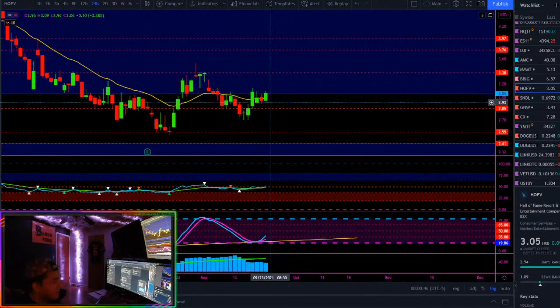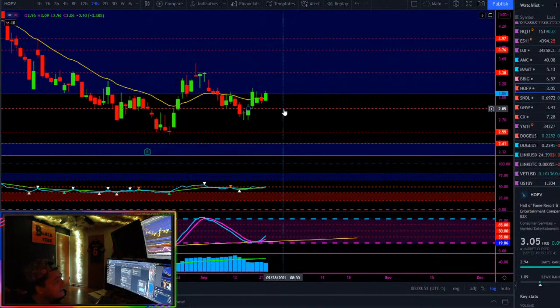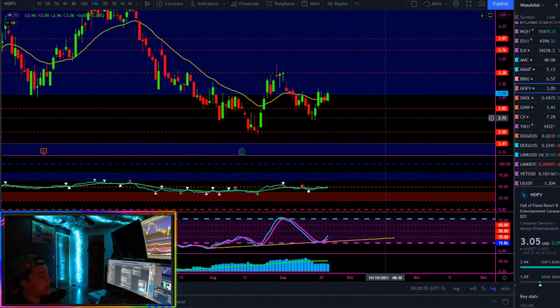But again, if we fail, if we continue to consolidate, it'll be consolidation until either the bottom side here at $2.85 breaks or the top side at $3.05 breaks. So that's going to be the Hall of Fame here today.